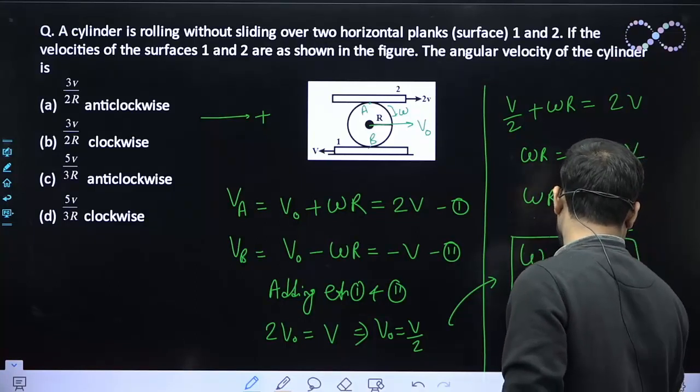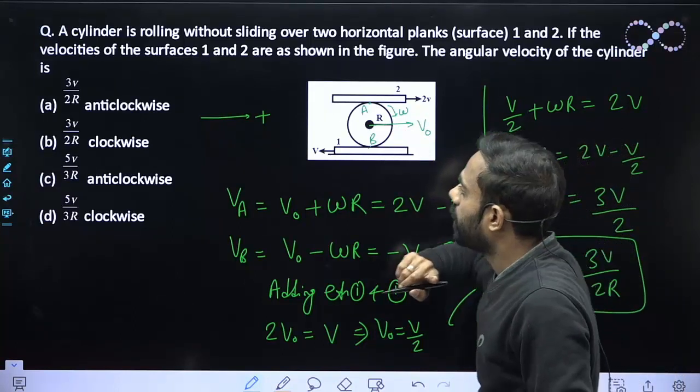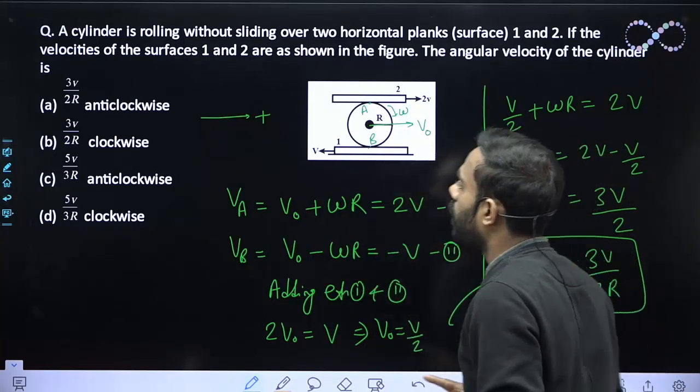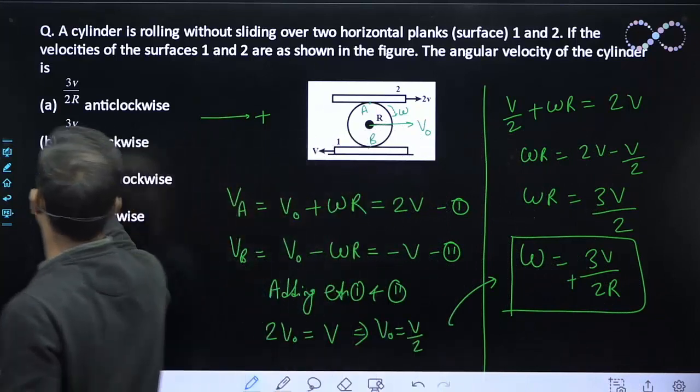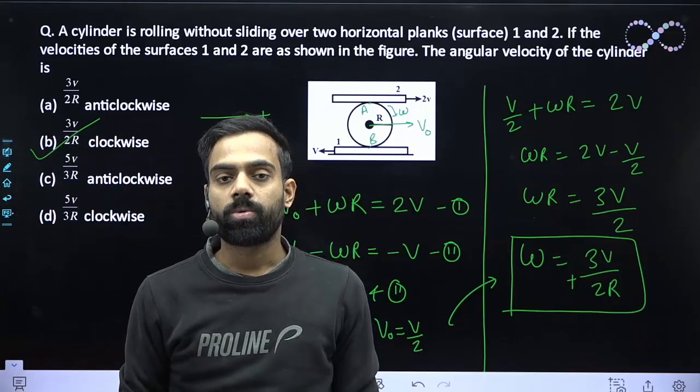So this is the value of omega, and it is coming positive. So whatever direction you have taken is correct. So that is 3v upon 2r in clockwise direction. So that is option B. Okay students, I hope you understood this question.